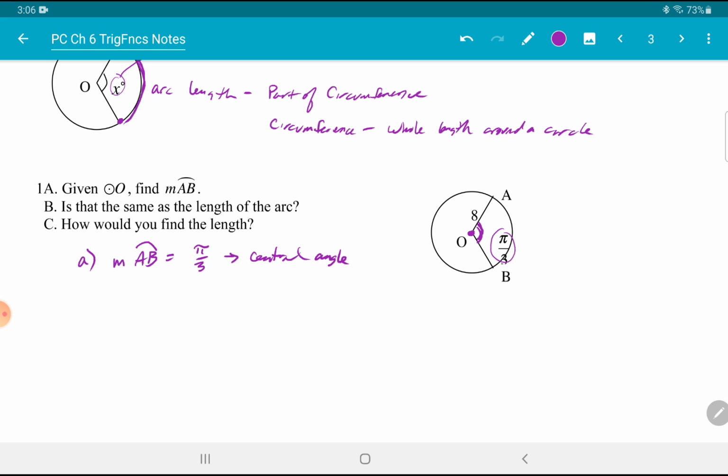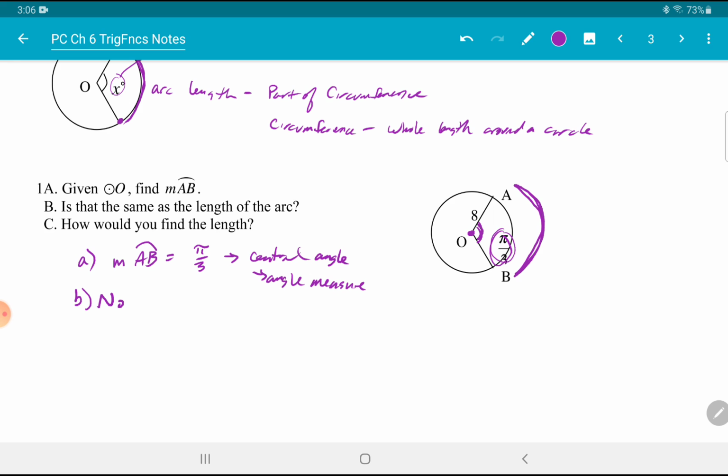Is that the same as the length of the arc? No, it's not the same as the length of the arc. You'll notice that this is an angle measure. But what we're trying to find, the length of the arc, is really a distance that you can kind of measure with a ruler. So how long is that piece of the arc?